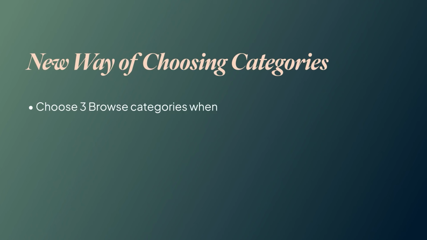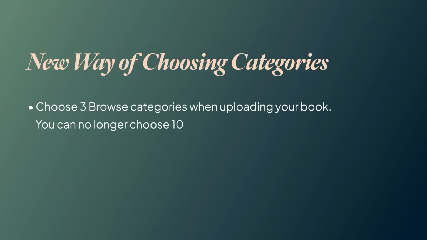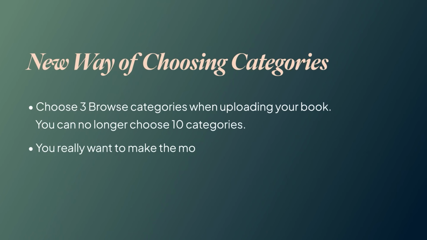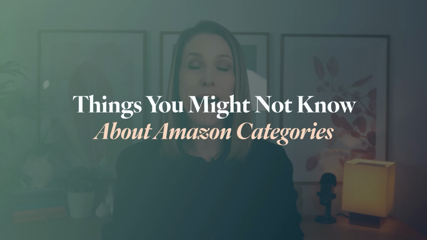These days, when you publish your book, you can only choose 3 browse categories. You no longer have to contact support. You can do it right there in your dashboard when you're publishing your book. But there's only 3 of them, so we really have to make sure that we're making the best use of those 3 categories. Now, here are a few things that you might not know about Amazon categories.